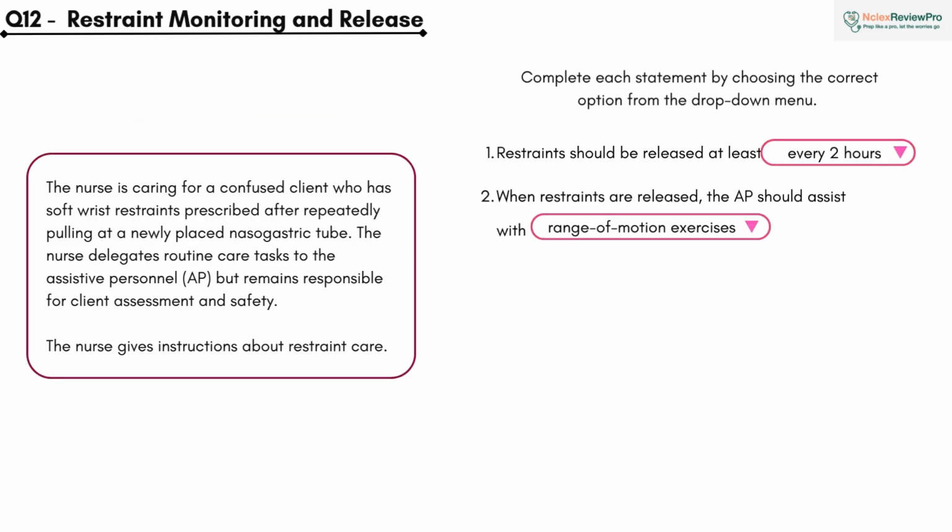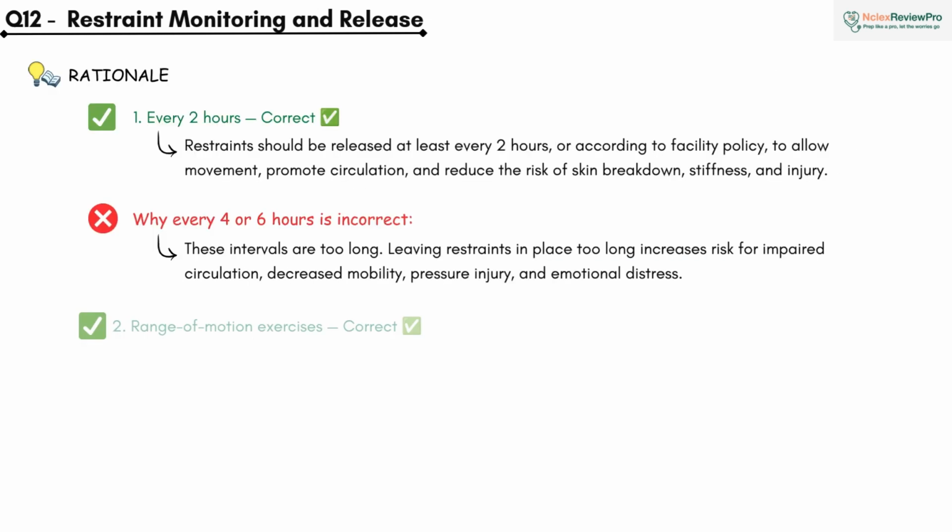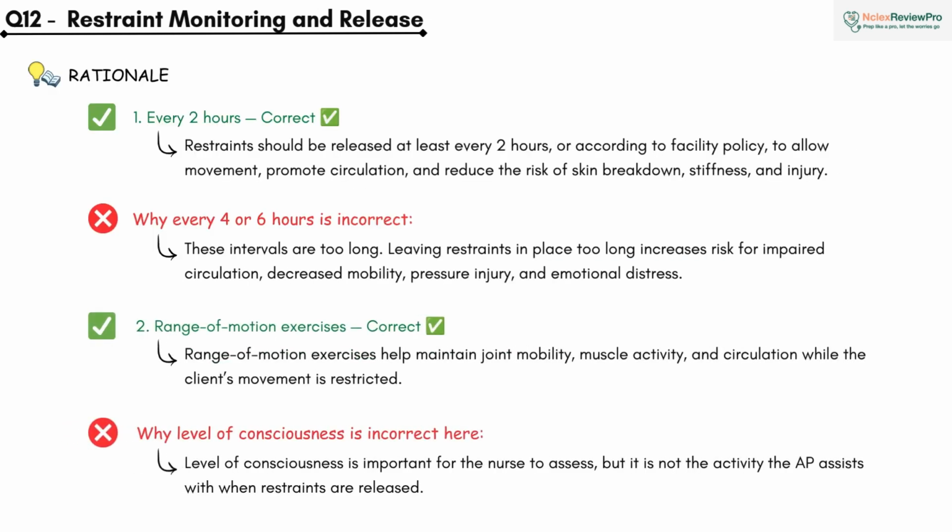Second, when restraints are released, the AP should assist the client with range of motion exercises. Range of motion exercises help maintain joint mobility, muscle activity, and circulation while the client's movement is restricted. Medication administration would not be delegated to the AP. Documentation may be part of reporting routine care depending on policy, but the activity the AP assists with when restraints are released is range of motion.